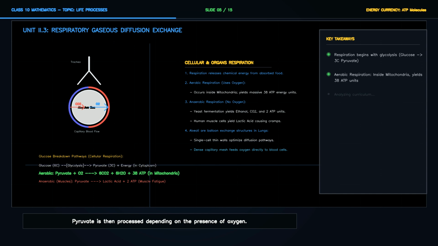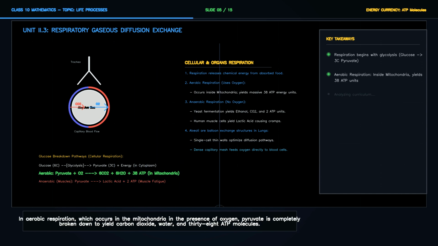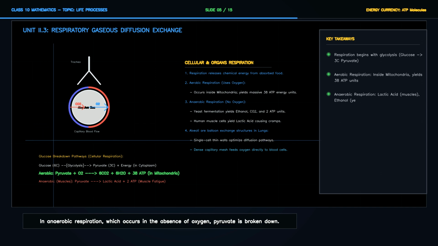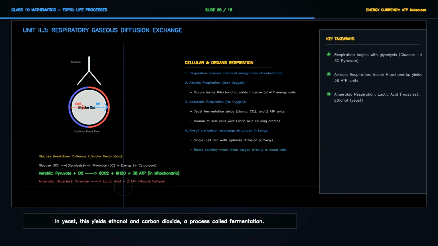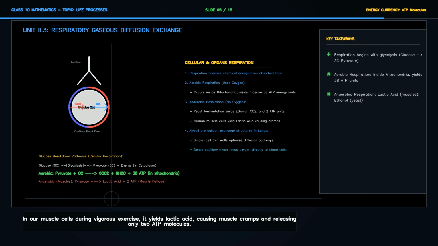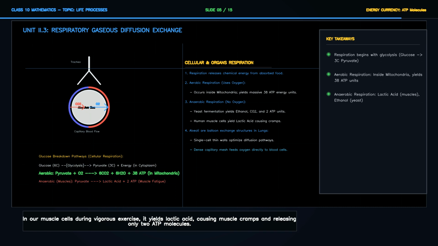In aerobic respiration, which occurs in the mitochondria in the presence of oxygen, pyruvate is completely broken down to yield carbon dioxide, water, and 38 ADP molecules. In anaerobic respiration, which occurs in the absence of oxygen, pyruvate is broken down. In yeast, this yields ethanol and carbon dioxide, a process called fermentation. In our muscle cells during vigorous exercise, it yields lactic acid, causing muscle cramps and releasing only 2 ADP molecules.